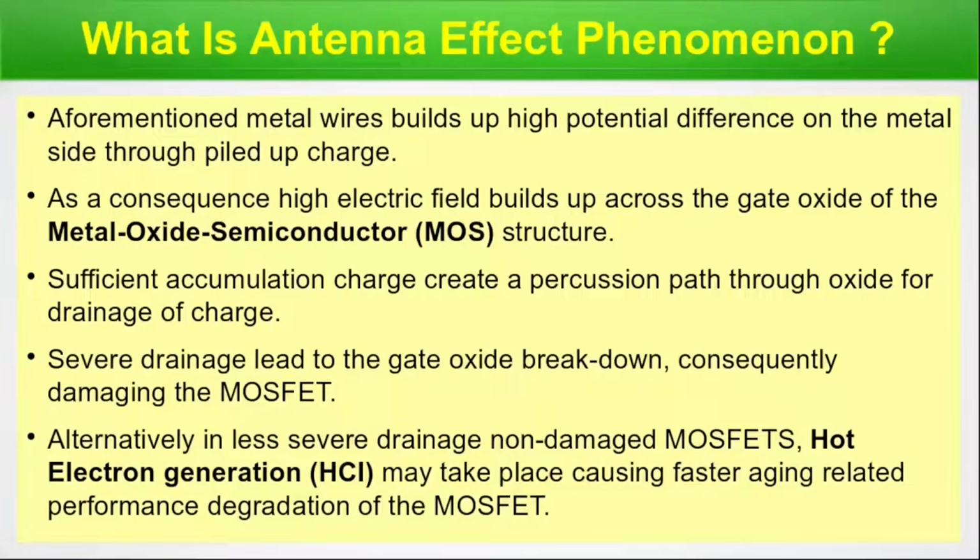Alternatively, in less severe drainage, in non-damaged MOSFETs, hot electron generation, abbreviated as HCI, may take place, causing faster aging related to the performance degradation of the MOSFET. Yes, those MOSFETs which are not getting damaged during the fabrication process due to the antenna phenomenon, even here a percolation path may be existing where a low amount of charge is getting accumulated, and these are causing the hot electrons to gather in the oxide, causing the aging. That means performance degradation of the MOSFET in the long run. We are done with this particular slide. Let's move on to the next slide.